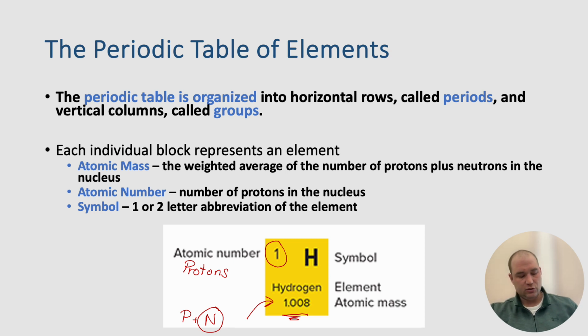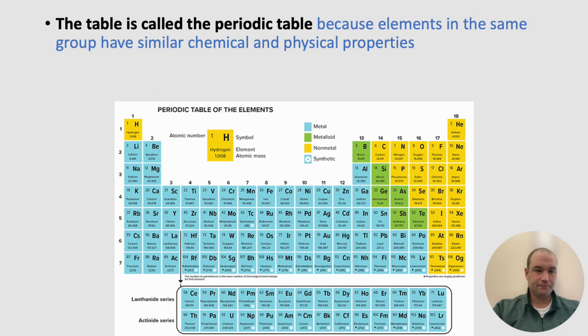The last thing it's going to show us is our symbol, and our symbol is an abbreviation of 1 or 2 letters abbreviating that element. So hydrogen, capital H, the first one's always capitalized, represents hydrogen. Helium would be capital H, lowercase e. Lithium, Li. So this is the way that we can organize and condense all these things.